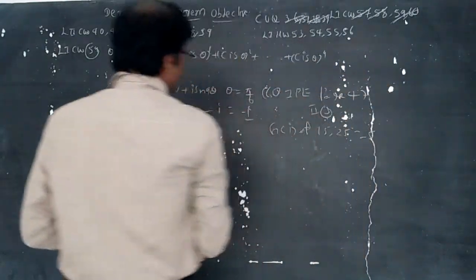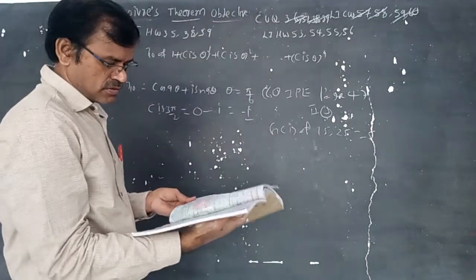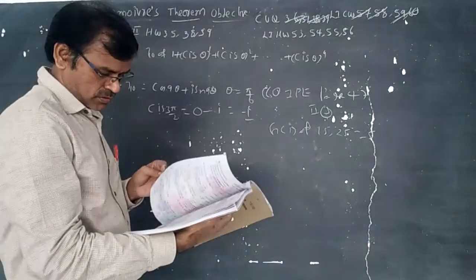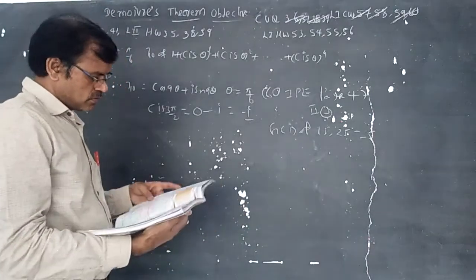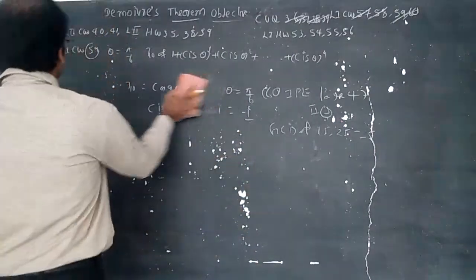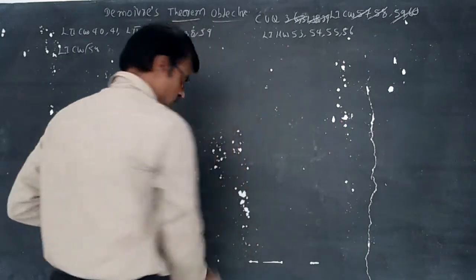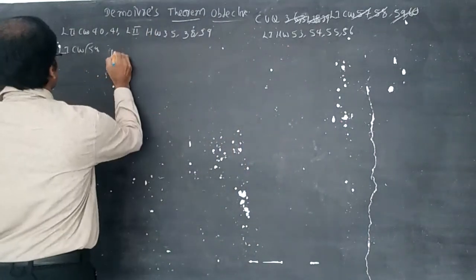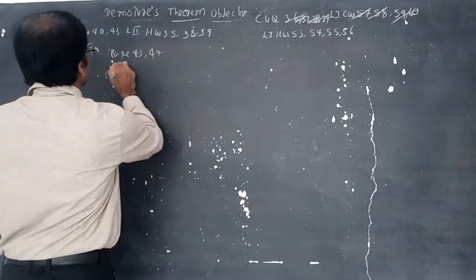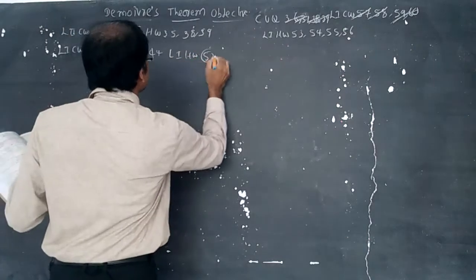Now level 1 homework 53, 54, 55, 56. Page number 43 and 44. Level 1 homework 53.